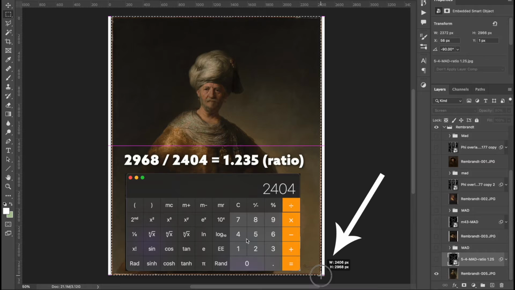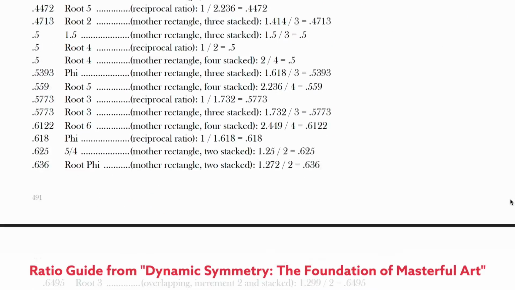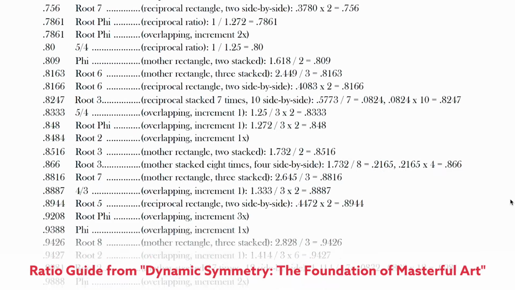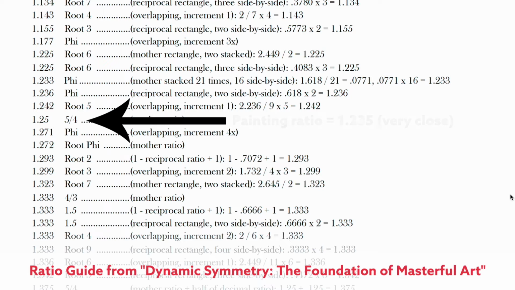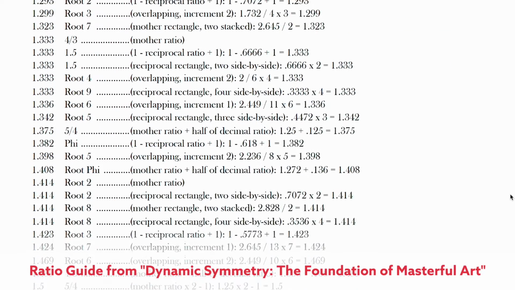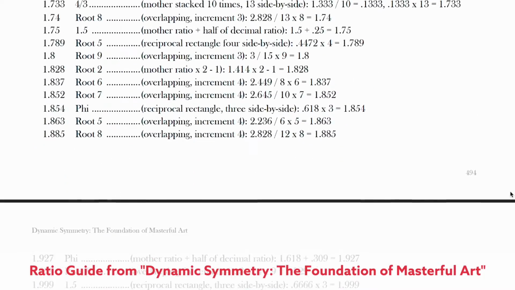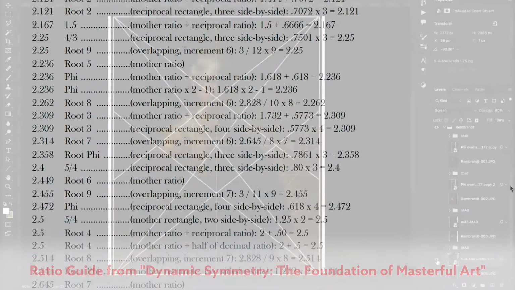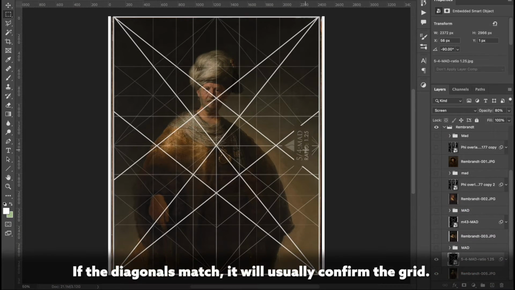Once you have the ratio, you go into the dynamic symmetry book, and this is another breadcrumb that's left behind for everybody to use. I created this list of ratios that were covered within the book, and you can go through easily and find out which ratio is closest to that image. That usually gives you several different options so you can try it out and discover which grid the master used. The ratio of this painting gave me the ratio that was closest to the 5/4 grid.